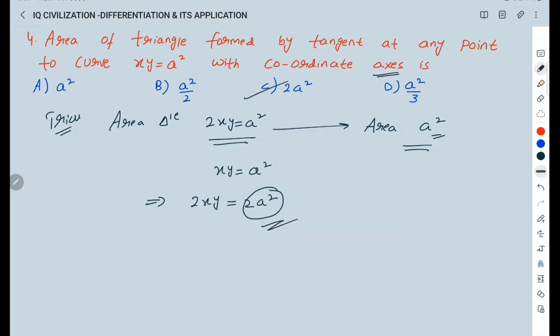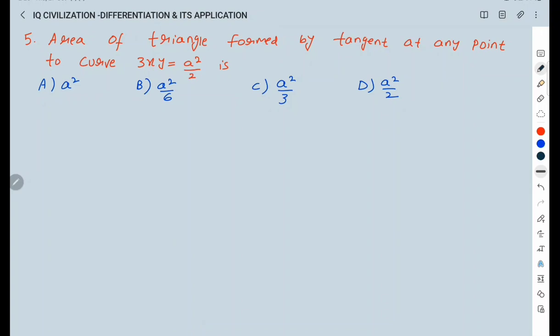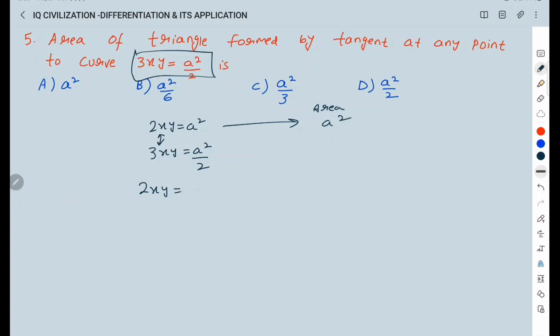This one, okay. See the next question, a similar one. Before that, 2xy is equal to a square. Here it is 3xy equals a square by 2. So if 2xy is equal to a square, then the area is a square. I know this. Here, in place of 2xy, my question is 3xy is equal to a square by 2. So I start comparing this: 2xy is equal to a square by 3. Then the area becomes a square by 3. Okay, next one.